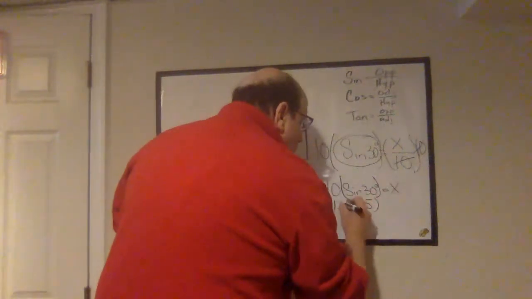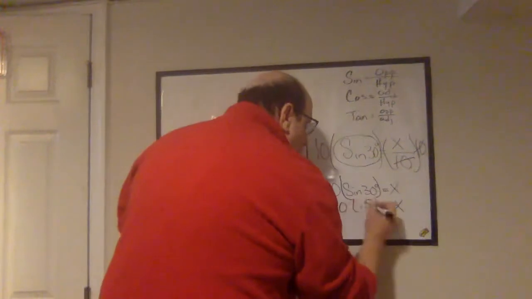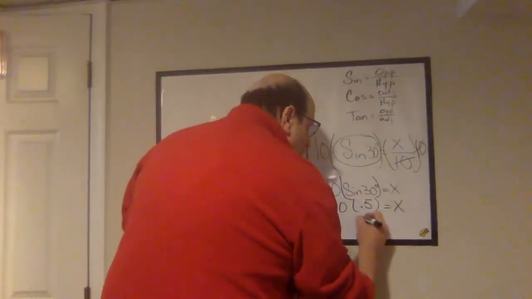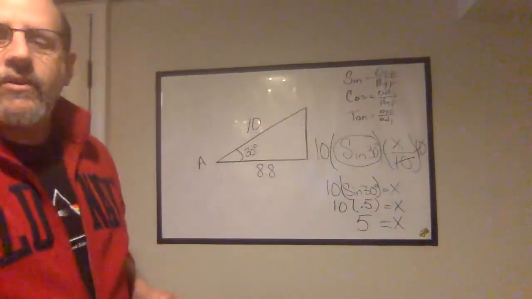So 10 times a half gives me my value. Half of 10 is 5. So that's how you do that.